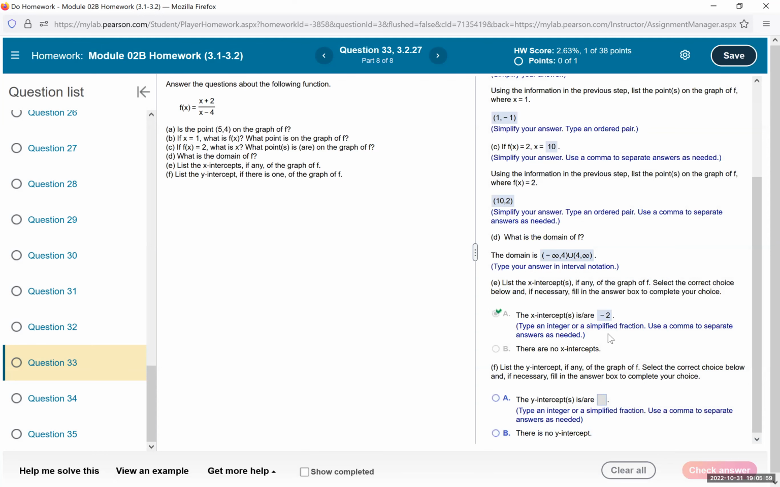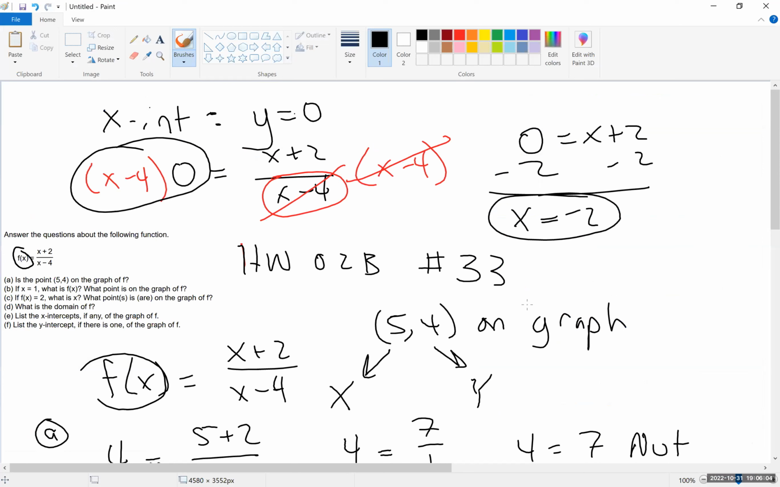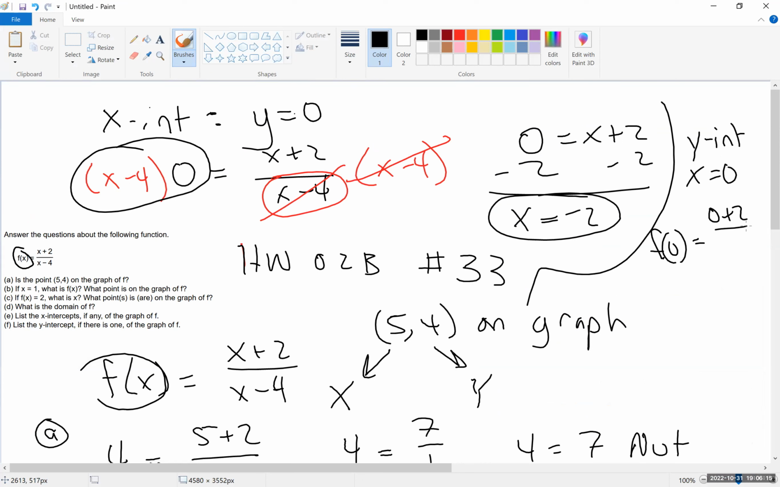The y-intercept happens when x equals 0. So that's f of 0 is equal to, everywhere you see x, write 0. So that's 0 plus 2 divided by 0 minus 4. 0 plus 2 is 2. 0 minus 4 is negative 4. Then reduce the fraction. Divide top and bottom by 2. 1 divided by 2, except it's negative. Negative 1/2 is our answer there.